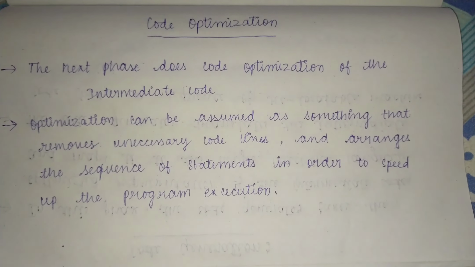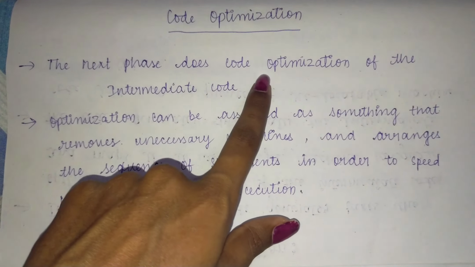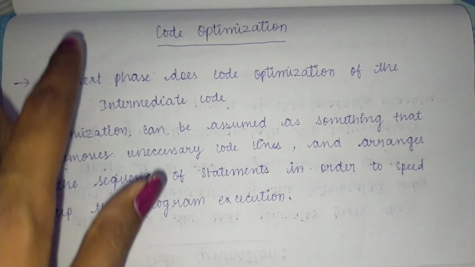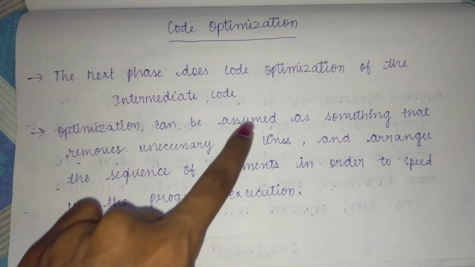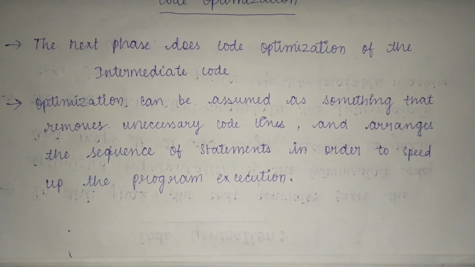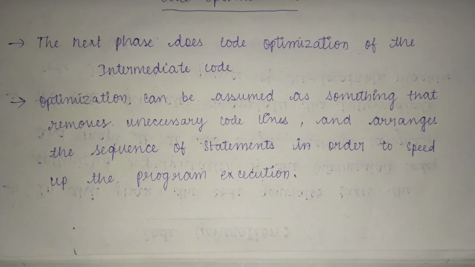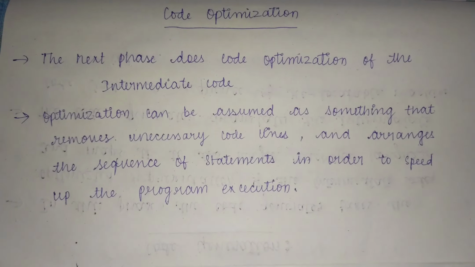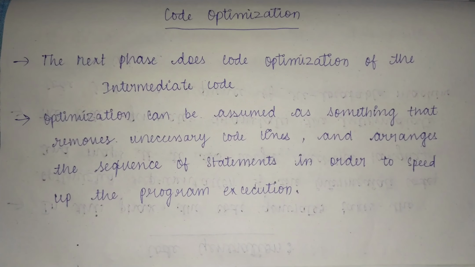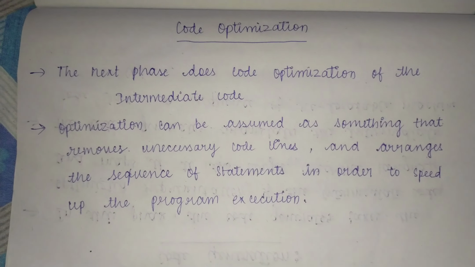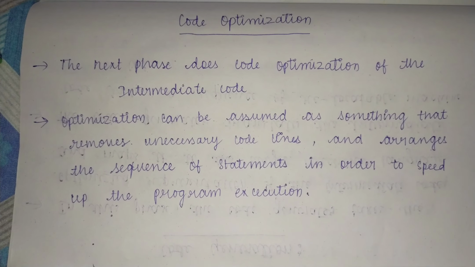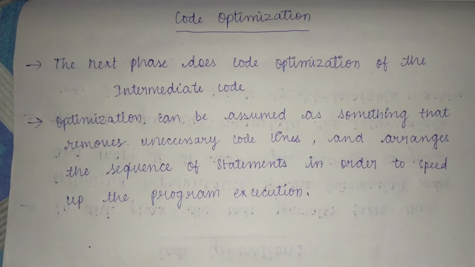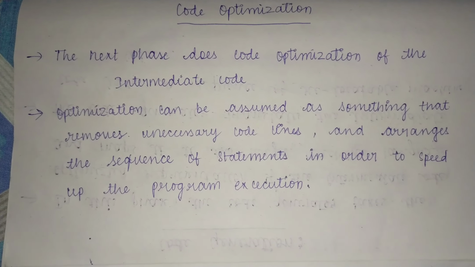Next is code optimization. The next phase does code optimization of the intermediate code. After the intermediate code generation comes code optimization. Optimization can be assumed as something that removes unnecessary code lines and arranges the sequence of statements in order to speed up the program execution. They remove all the unnecessary code lines, which are not in use, even if that code line is not there, the program gets generated. Then they arrange the sequence of statements in order to speed up the program.